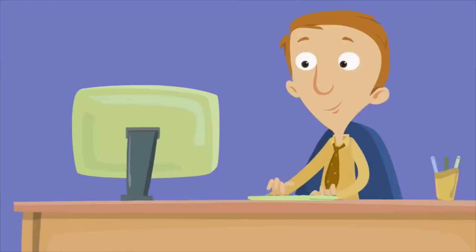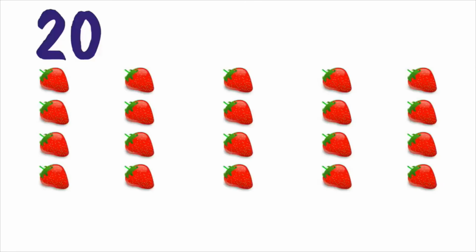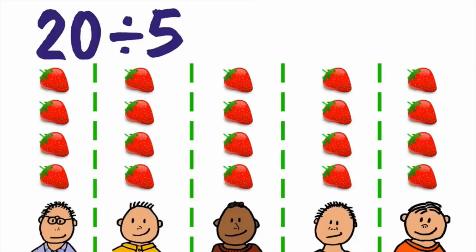This will be fun. So there are 20 strawberries in all, and we are dividing them into 5 groups, 1 for each person. 20 divided by 5. What is 20 divided by 5?